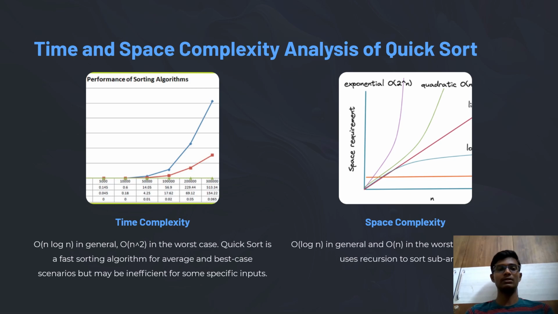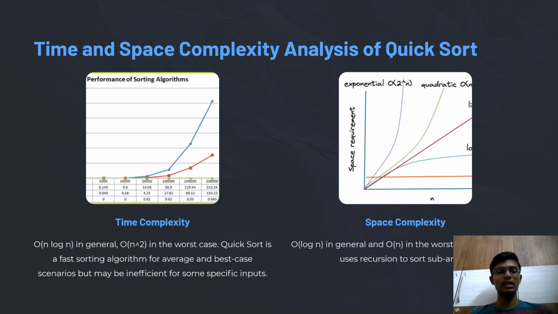In this slide, we will discuss the time and space complexity of quicksort. In general, time complexity means the amount of time required to execute an algorithm. In most cases, it is complex to calculate the amount of time required to execute an algorithm.